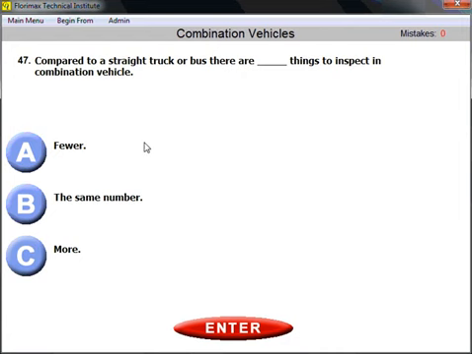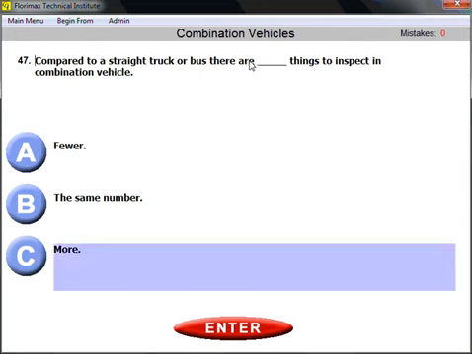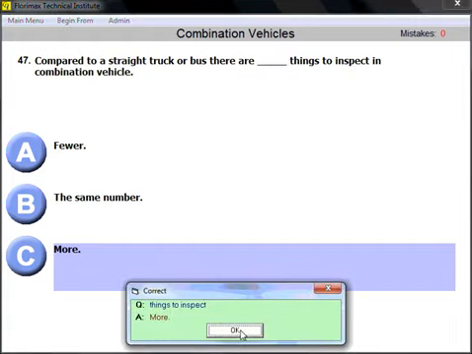Question number 47. Compared to a straight truck or bus, how many things are there to inspect in combination vehicles? Fewer, same, or more? Definitely the right answer is more. There are more things to inspect in combination vehicles. A lot more things to inspect in combination vehicles.